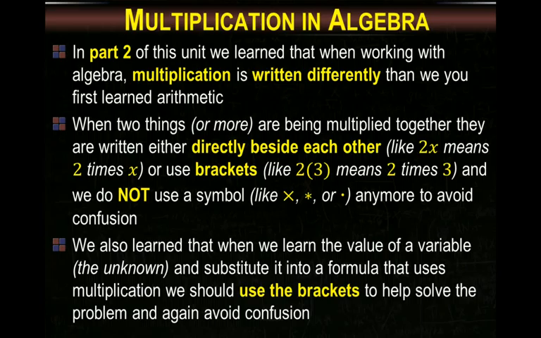In order to avoid confusion, because the x is now possible as a variable, and it's actually the most likely variable, we don't use the symbol like that little cross to represent multiplication anymore. Once we get past arithmetic, we abandon that symbol. We also abandon, for the most part, the little star and the dot. They still are around a little bit, but we basically abandon those.